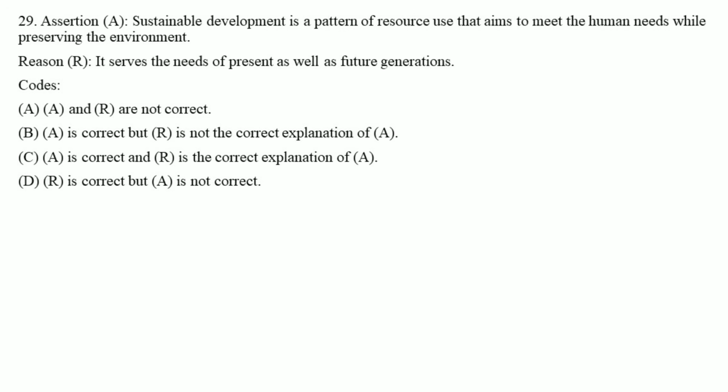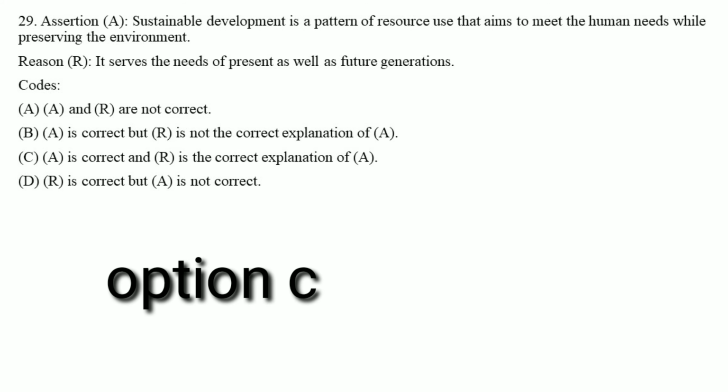Next one, assertion is sustainable development is a pattern of resource use that aims to meet human needs while preserving the environment, and reason, it serves the need of present as well as future generations. So here the correct answer is option C. A is correct and R is the correct explanation of assertion A. So option C is the right answer.